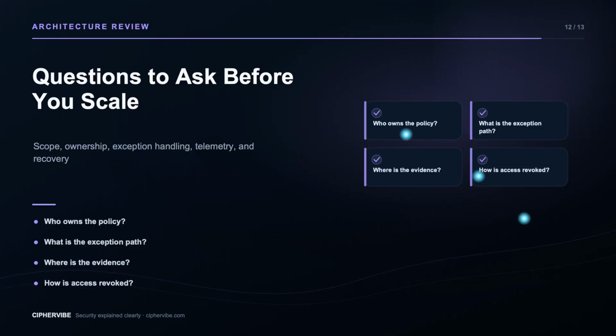Before scaling this layer, ask 5 review questions. Which assets, identities, or environments are in scope? Who owns the desired state and exception decisions? Which enforcement point can reliably apply the rule? Which records prove the decision and retain enough context for an investigation? And how can the organization revoke access, contain impact, or roll back safely when a control fails? Good architecture makes these answers explicit and testable.